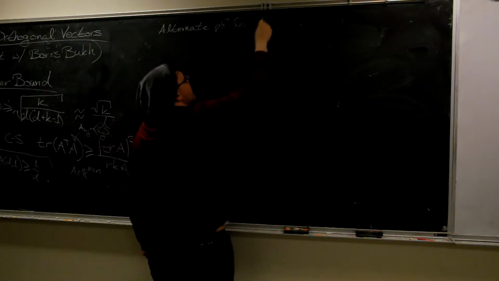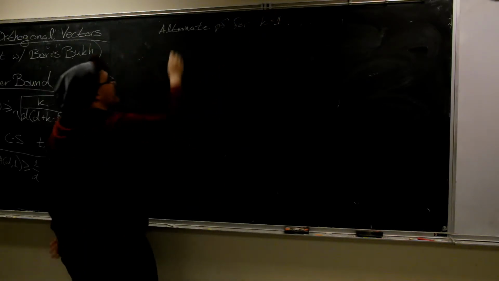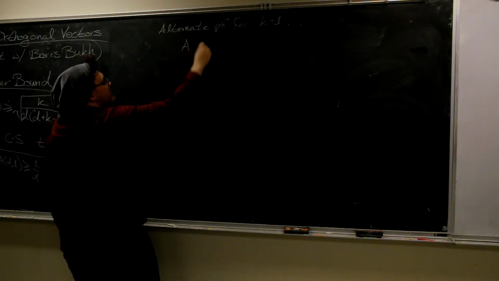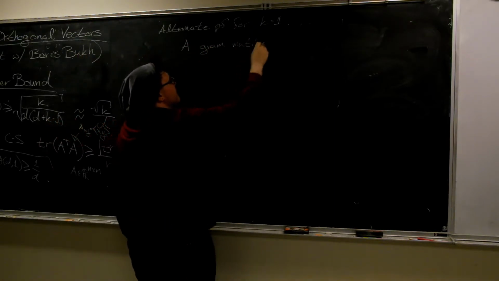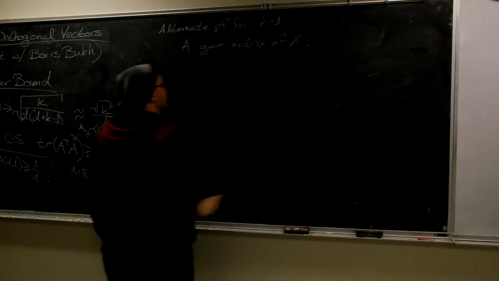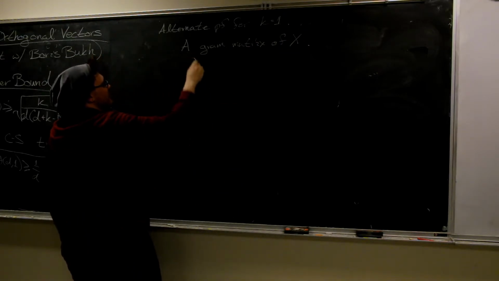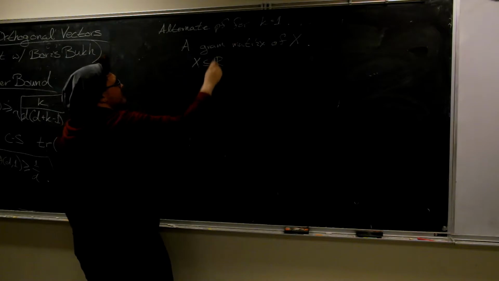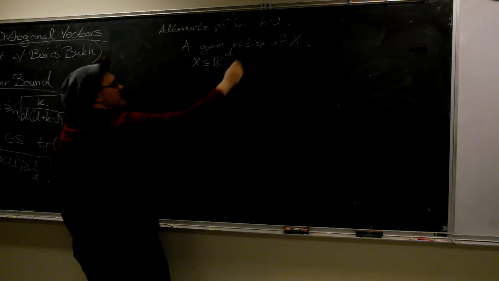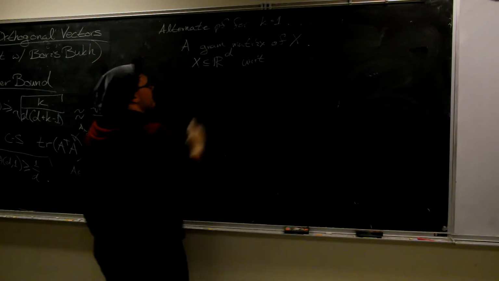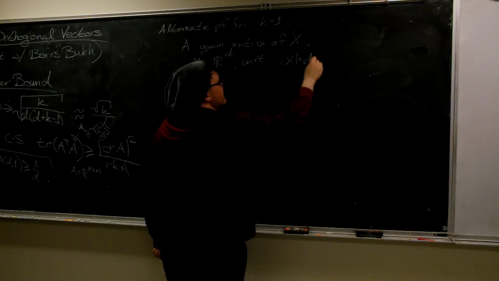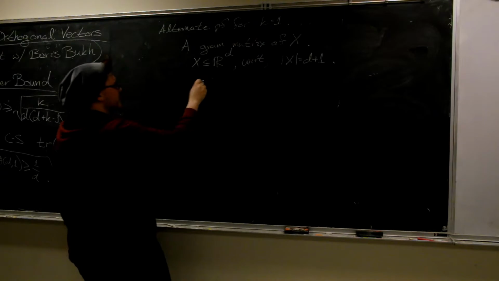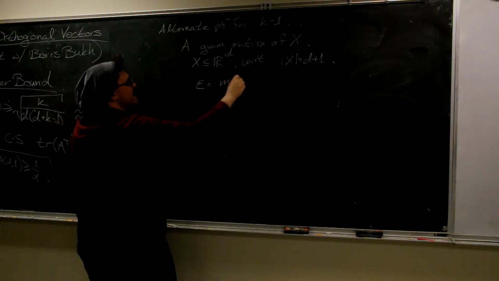For k equals 1, again, we're going to say that A is the Gram matrix of x. Let's just remember, x is coming from R^d, they're unit vectors, and the size of x is d plus 1. And let's also set epsilon equal to the maximum inner product.